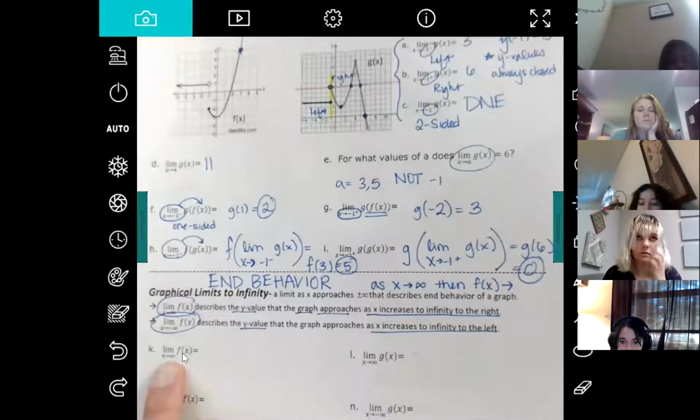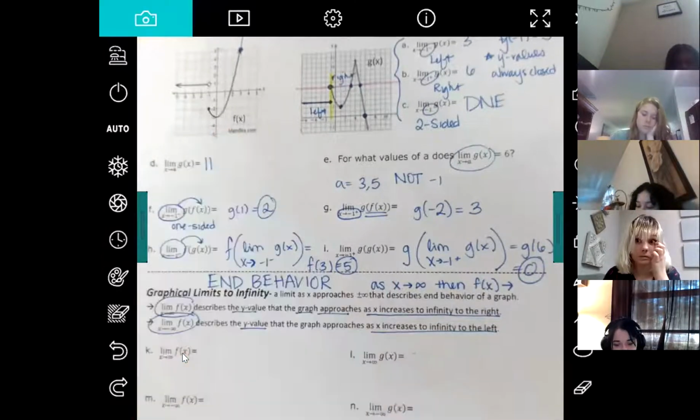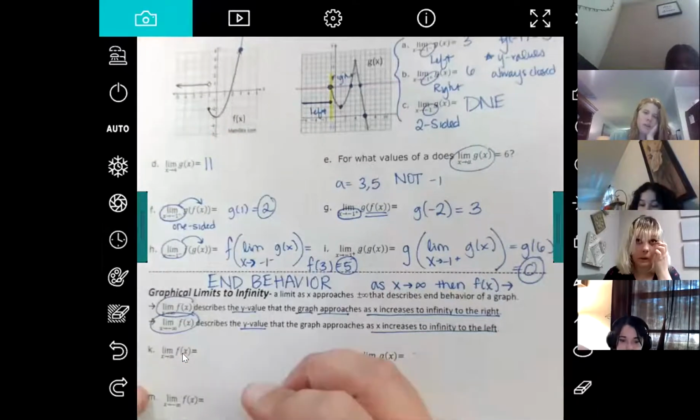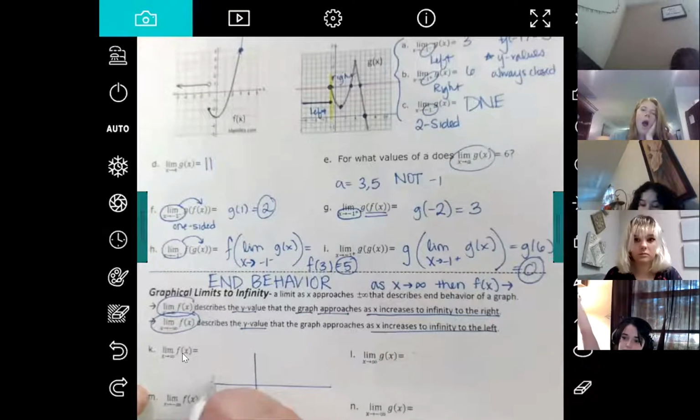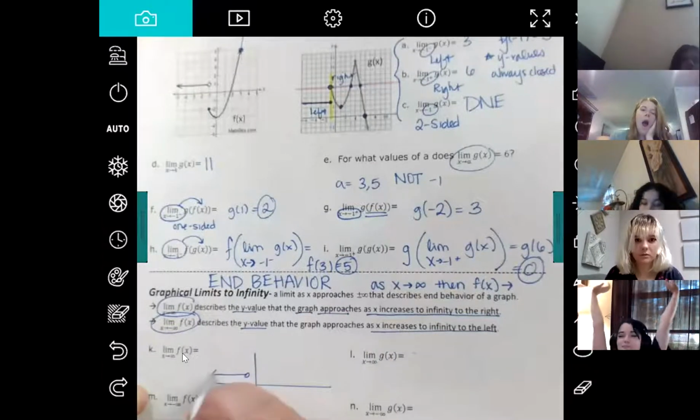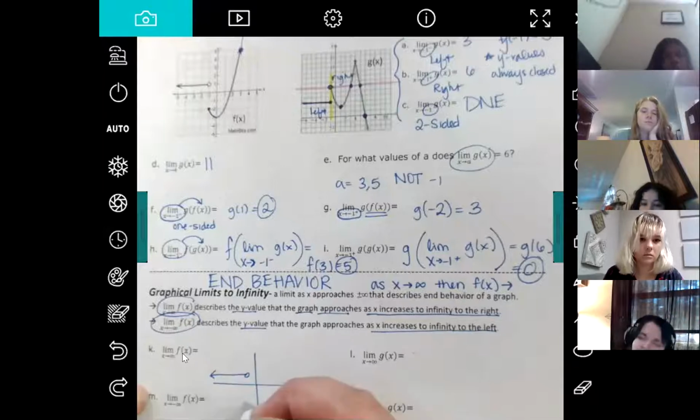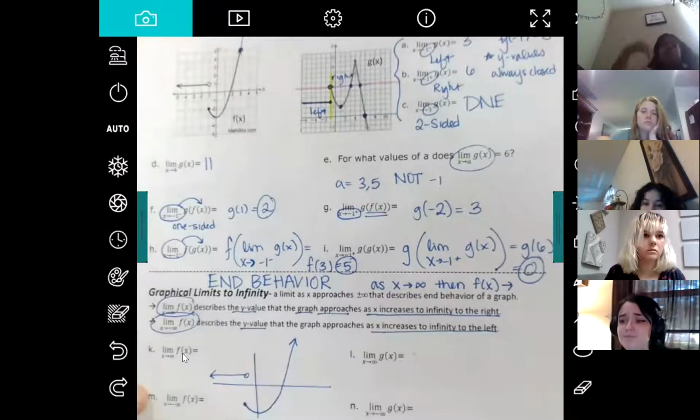So let's look at this one first. So we're using the graph of f, that's right here. I'm going to just sketch the graph right here for you. It doesn't have to look perfect. This is the graph of f. I'm just stealing it from above. That's the graph of f of x.